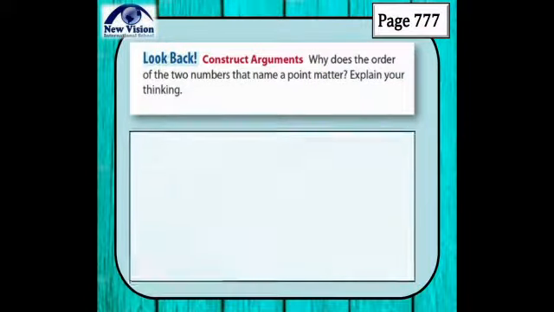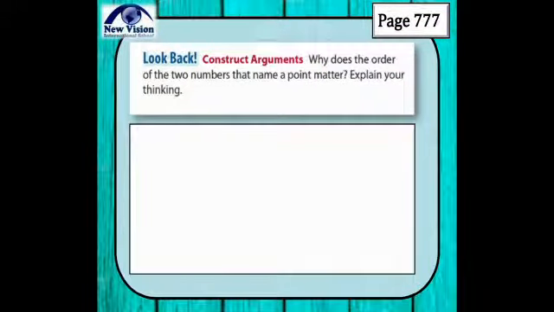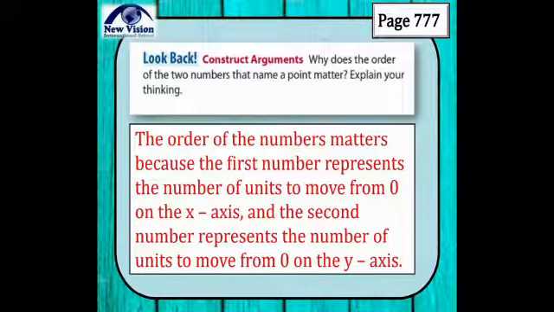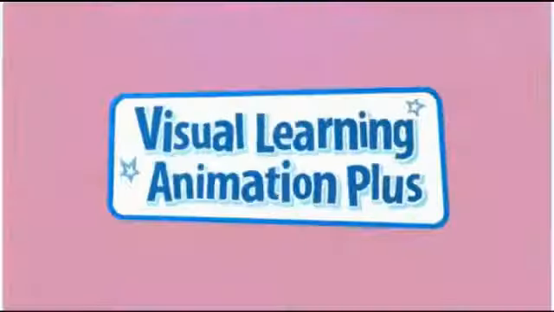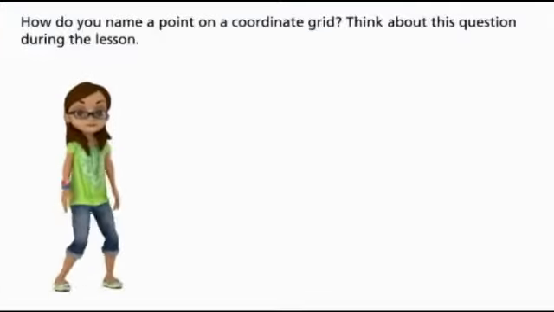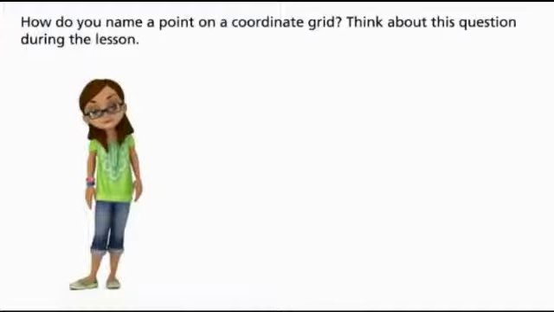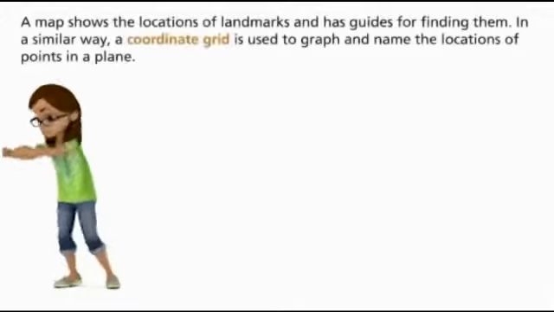Next, look back. Why does the order of two numbers that name a point matter? Explain your thinking. The order of the numbers matters because the first number represents the number of units to move from zero on the x-axis, and the second number represents the number of units to move from zero on the y-axis. How do you name a point on a coordinate grid? Think about this question during the lesson.